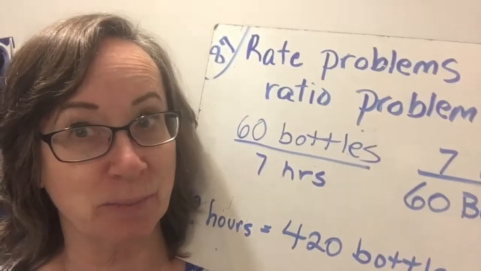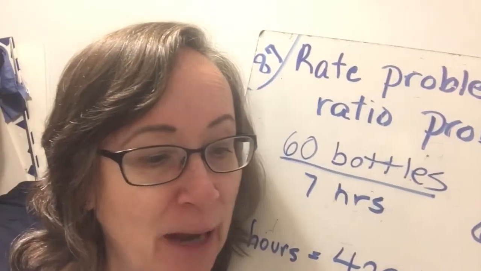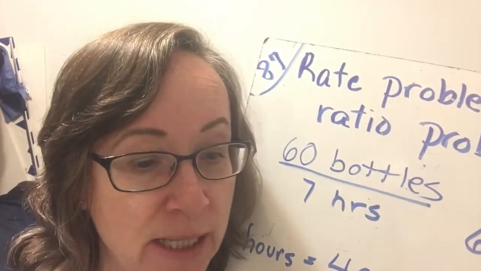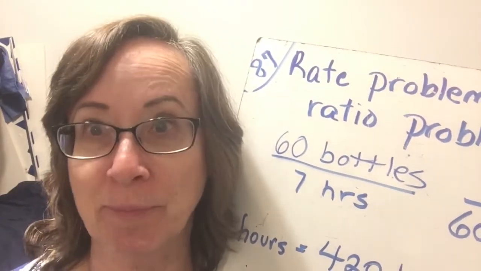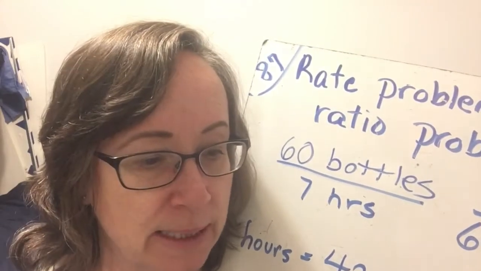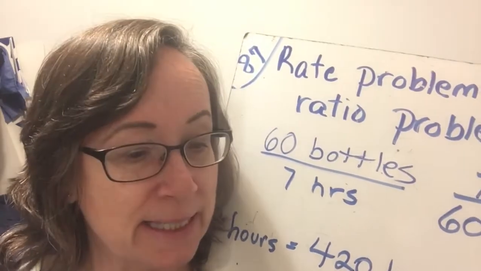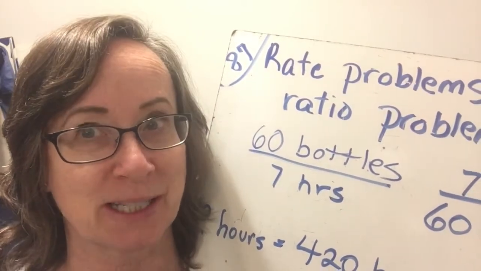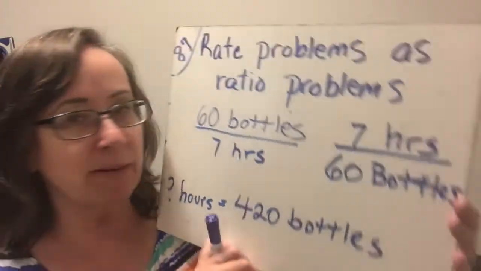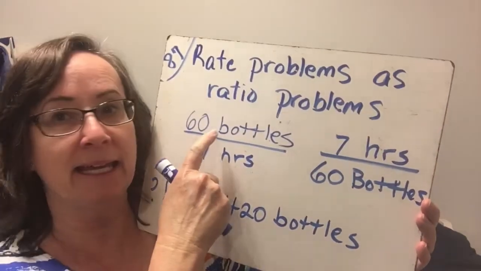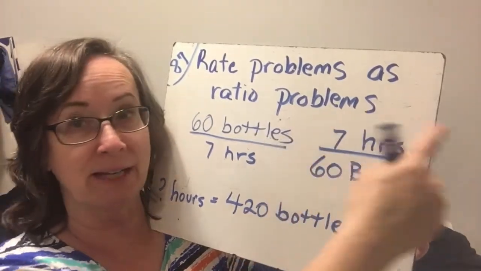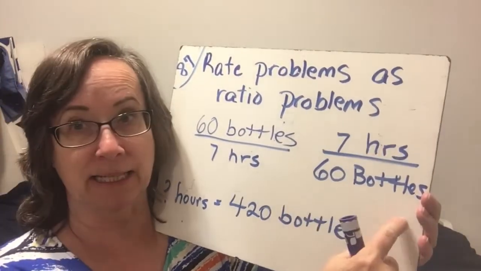So here is your practice problem. I'll read it to you. It says, Jimmy could cap 60 bottles in 7 hours. How long would it take to cap 420 bottles? Okay, so work once using rates and then work the problem again using proportions. So we have to do it both ways. So now I know that he can cap 60 bottles in 7 hours. Or 7 hours will be needed for 60 bottles.